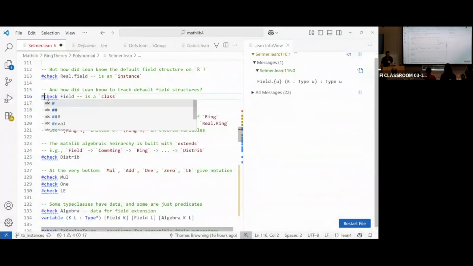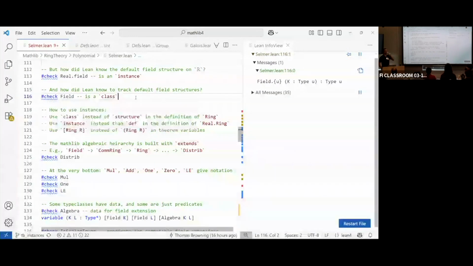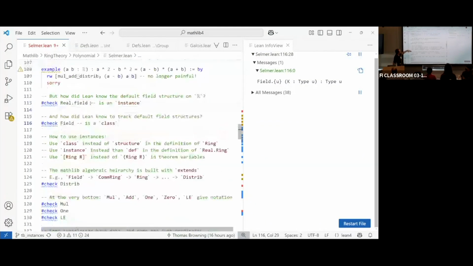Okay. So the difference between structure and class. It's exactly the same, except that when you want to define an instance, it should have been defined as a class before. That's right. So basically, too late. It may feel a little silly, like why can't Lean just keep track once I say instance? But for some reason, probably internally, you have to say class first.